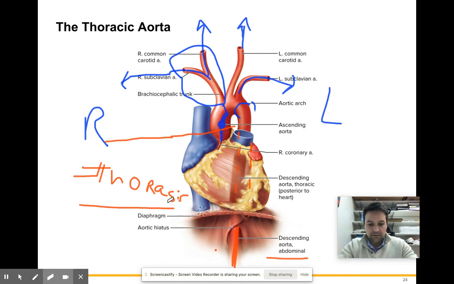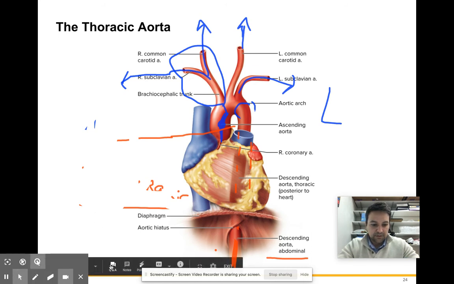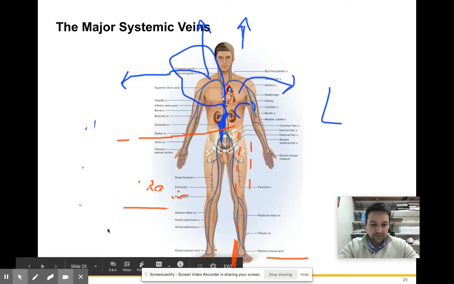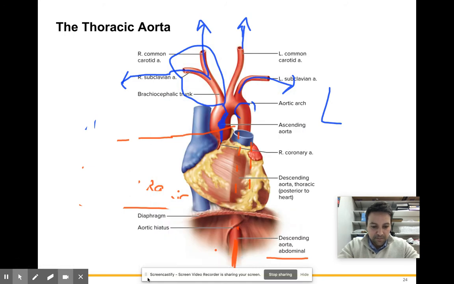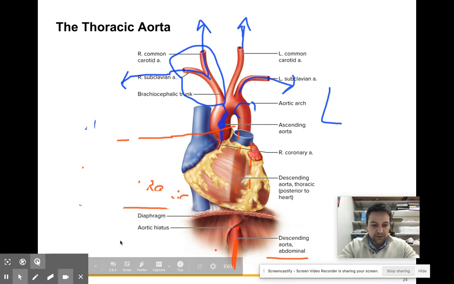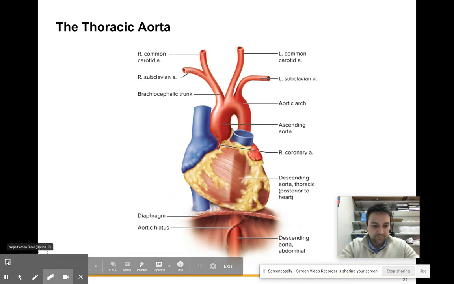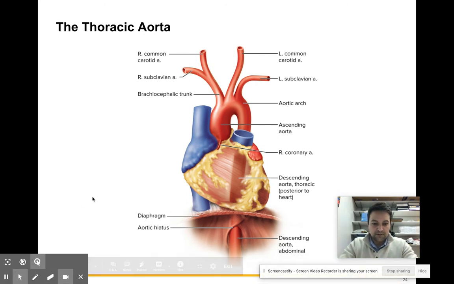Let me erase that. Can I erase everything at one time? What do you think? Let's see if I can erase all this stuff at once. Maybe not. That's okay, I'll just erase it. Oh, there we go. Good. Got it. Back to this.